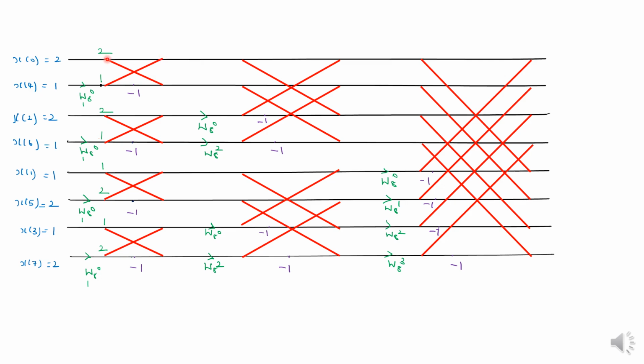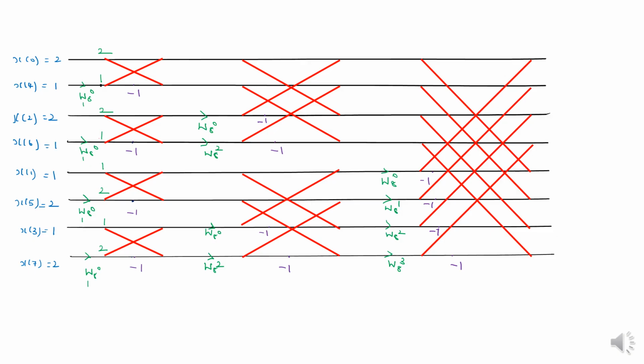The value that is transferring through this particular line is 2. So it is 2 plus the value that is coming along this particular line, which is 1. So it is 2 plus 1, which is 3. Therefore, the value at that particular point is 3.